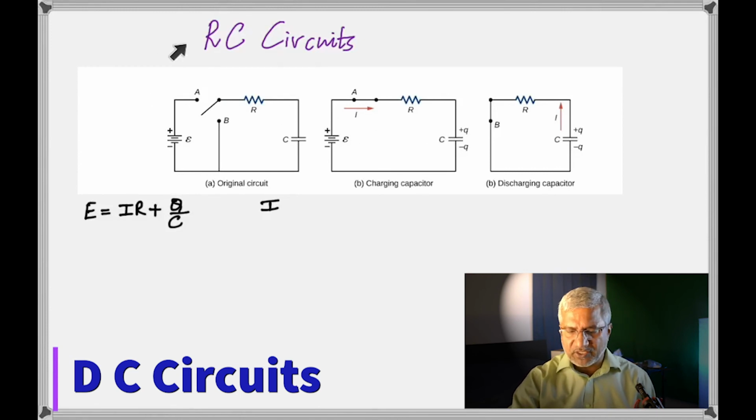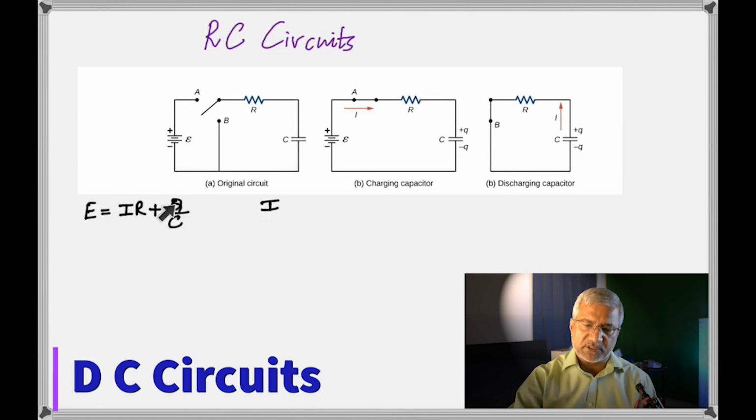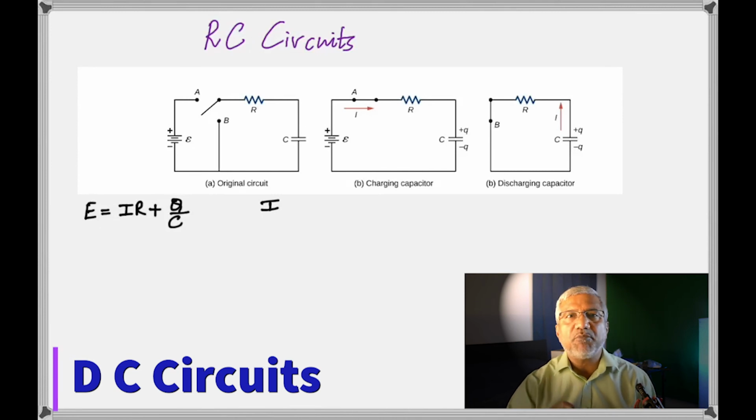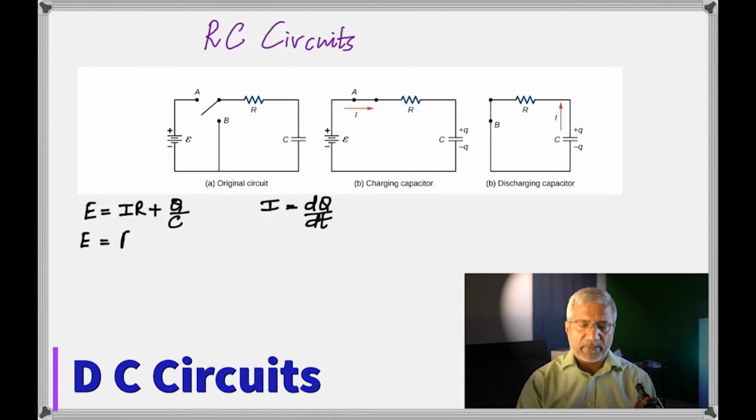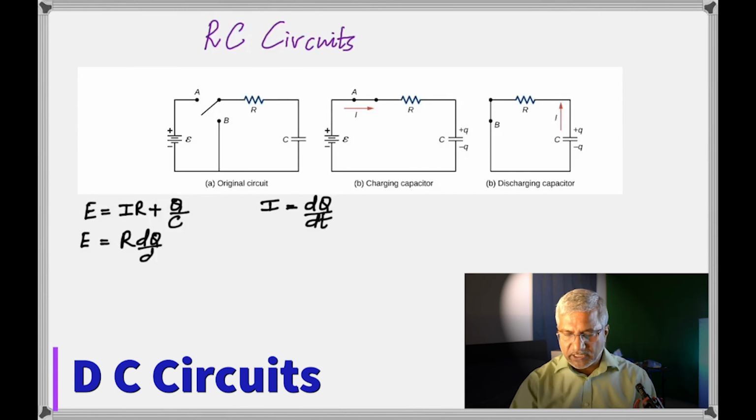But when we look at this, we don't like it, because I is a variable that is changing, and Q is changing. We don't want two different variables, but we can easily represent I in terms of Q, because we know I is dQ by dt. Current is the rate of flow of charge. So since I is dQ by dt, I'm going to make that substitution, which gives us E is equal to R dQ by dt plus Q by C.